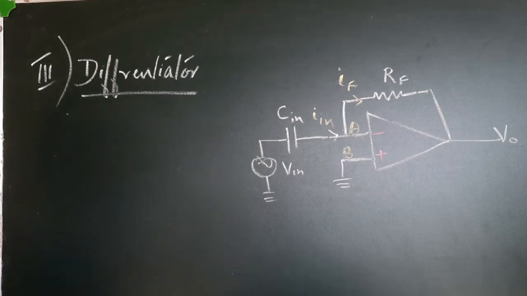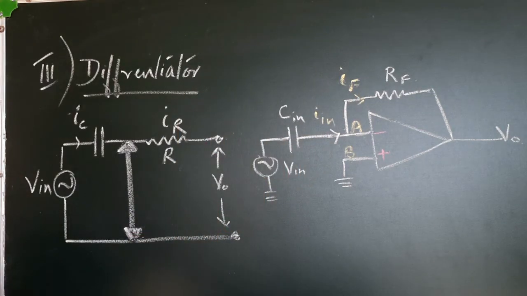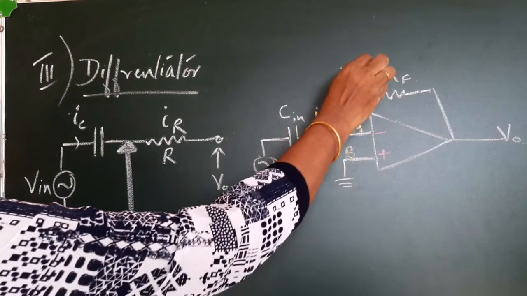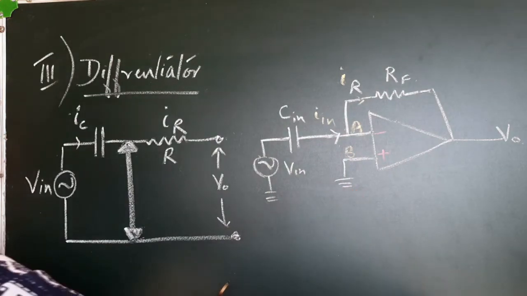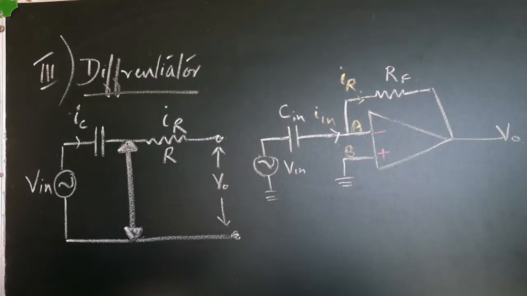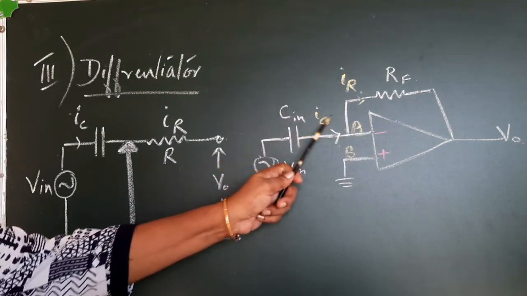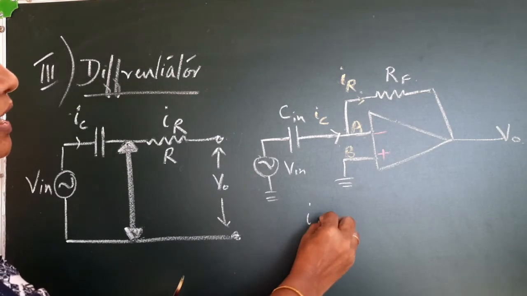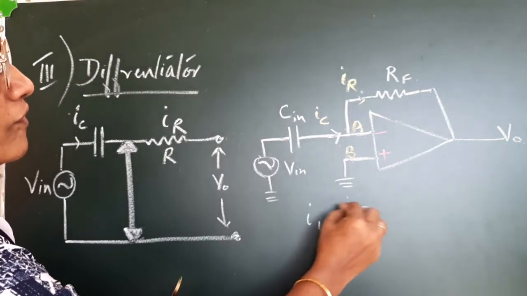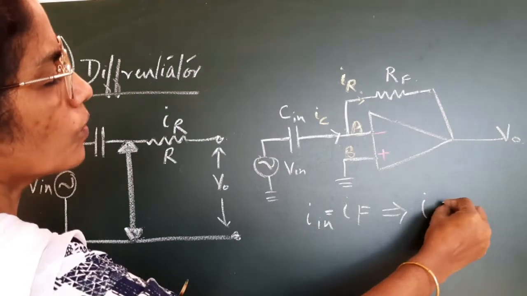So now we will replace this feedback current IF with a subscript IR because it is the current through the resistor. So it is IR. Now this input current I in can be replaced by the subscript IC because it is the current through the capacitor. So our thumb rule, I in equals IF, can be replaced as IC equals IR.